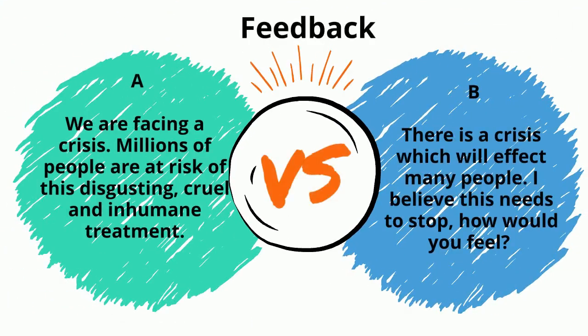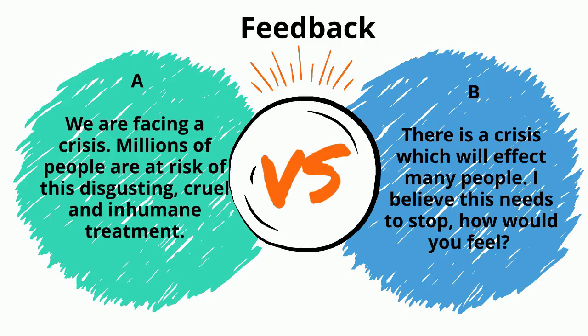Okay, so looking at the two answers, personally, I prefer A. And it's because we start off with the direct address. We are facing a crisis. The use of that word we there makes everyone feel involved. And next, we've got millions of people. So that use of the number there gives us a sense of how many people are affected, and it also sounds a little bit more scientific, even though I probably prefer to give an exact number. Next, we've got the disgusting, cruel, and inhumane treatment. And that's rule of three, where we're really emphasizing the negative effects of this.